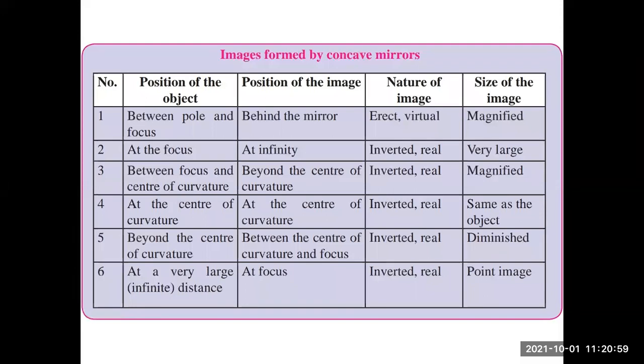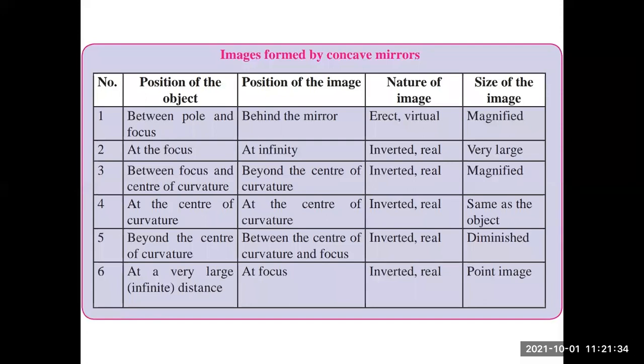Position of the object between focus and center of curvature, the image is beyond the center of curvature. The nature of the image is inverted and real. The size of the image is magnified. What happens when the object is placed at the center of curvature? The position of the image is at the center of curvature. This you can remember. If the object is at the center of curvature, the position of the image is also at the center of curvature. The nature of the image is inverted and real. The size of the image is the same as the object.